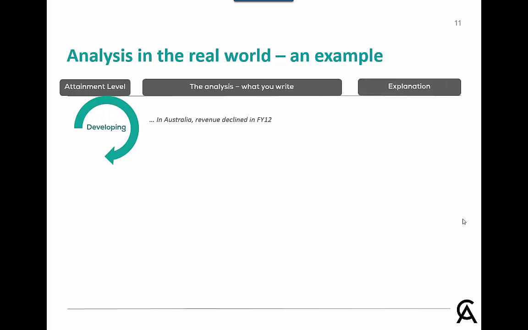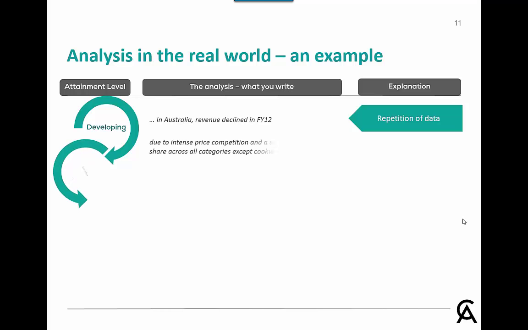So the document begins with a line that says, in Australia, revenue declined in financial year 2012. That's just a repetition of data. It's barely developing. They then add into that sentence that decline in revenue was due to increased price competition and a small loss of market share across all categories except the cookware appliances. So that just hits competent.